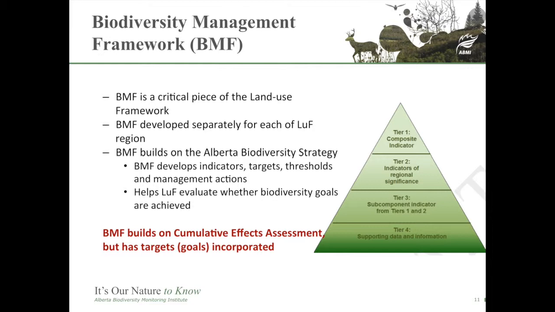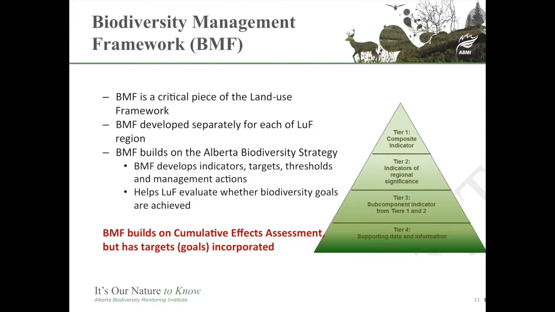Key to the land use framework, especially from a biodiversity standpoint, is that it's not just about developing desired future conditions, it's putting in a framework that allows us to achieve those desired future conditions. And so as part of that, there is a biodiversity management framework. I think our provincial government is keyed on frameworks. They seem to have a framework for this and a framework for that. However, the biodiversity management framework is a separate one being developed for each of the land use framework regions, and it builds on the Alberta Biodiversity Strategy.